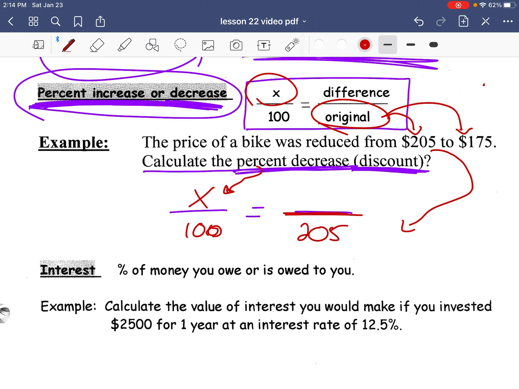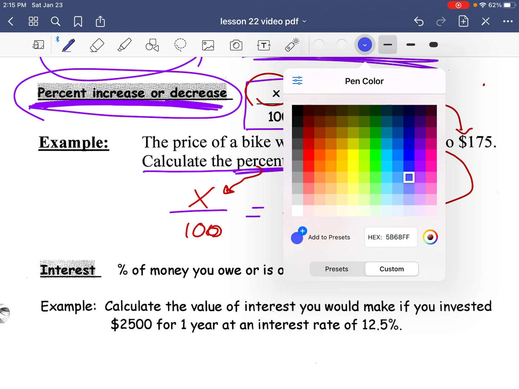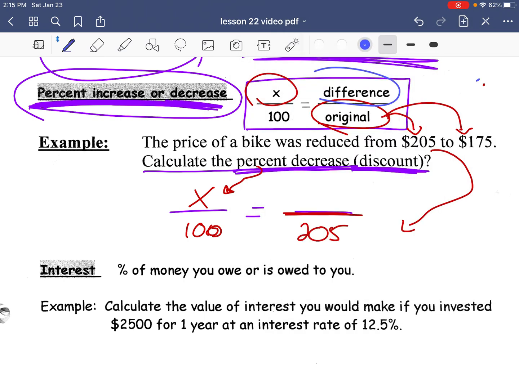Now be careful here. I want the difference. I do want the difference. How much money did it decrease by? So I need to subtract 205 minus 175. So I need to have the difference between those. Even if it's increased or decreased, I want to know the difference between the two numbers, so the old number and the new number. So here I have a savings of 30.